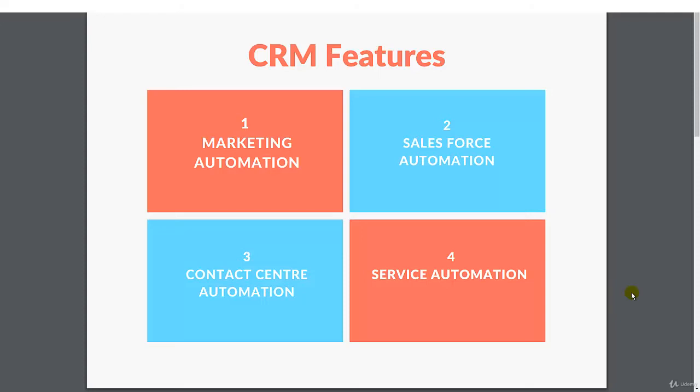So a CRM, ideally speaking, should always have some elements of marketing automation, right? That is one aspect of CRM that should be there. That is, it has to have some kind of marketing elements in it. Okay. The next important feature of a CRM is the Salesforce automation.